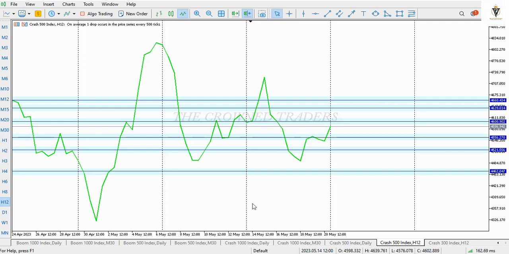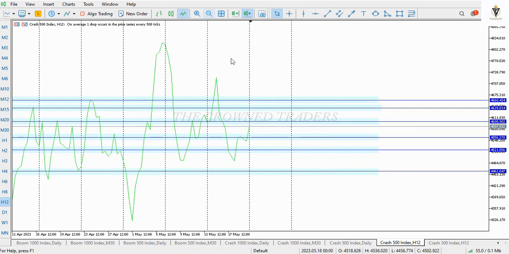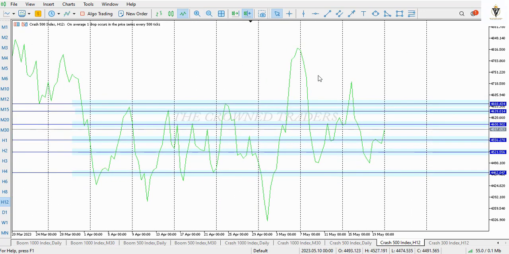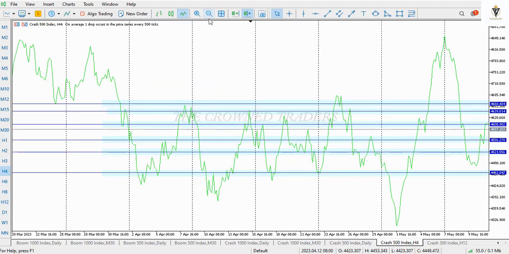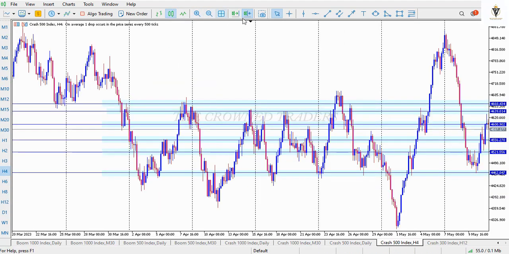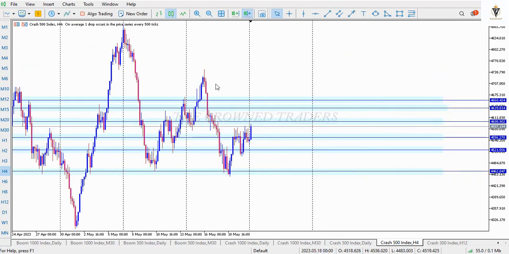We want to see how price responds to this level on lower time frames, from H4 down to M12 or M15 or M10, as the case may be, and then we want to use structure to trade it using our Fibonacci level. So let's go to H4 first and see how price reacts. Change it to candlestick and see how price reacts to those levels.